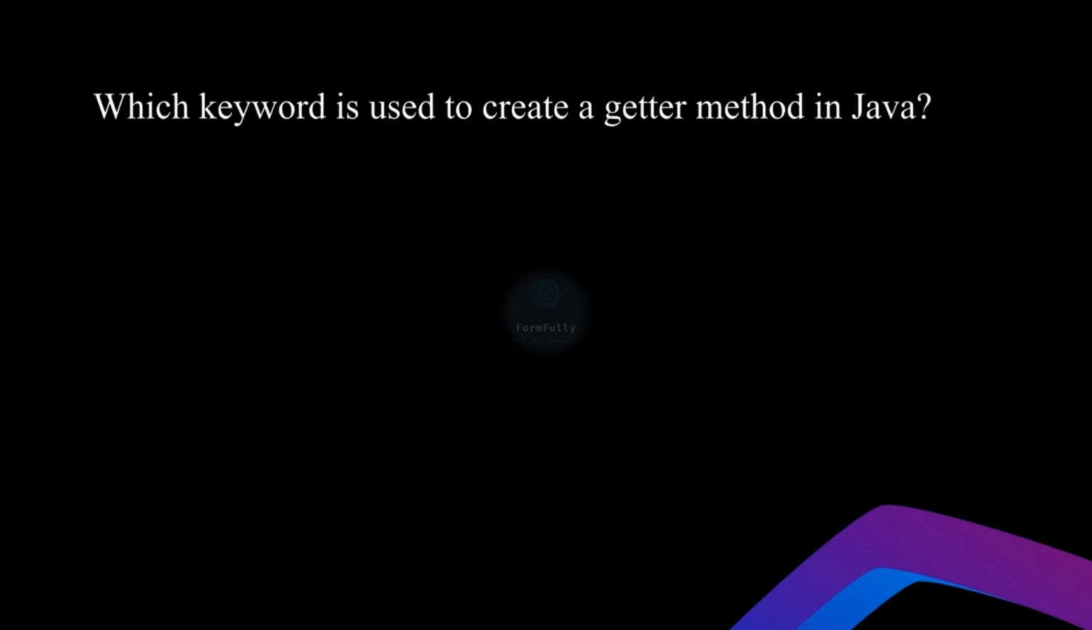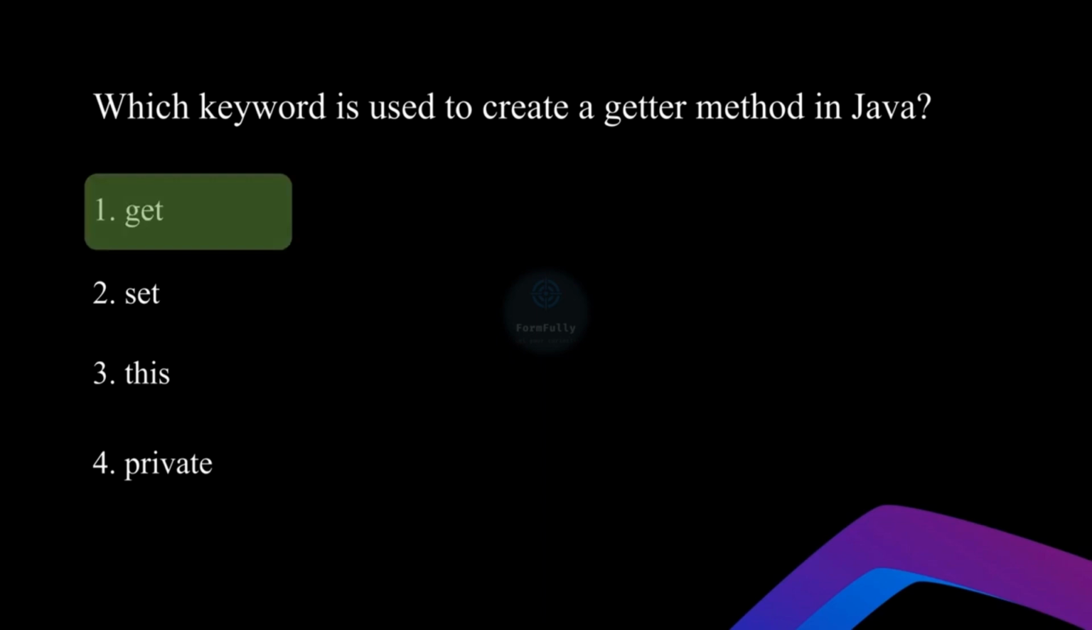Moving to the next question. Which keyword is used to create a getter method in Java? Options: get, set, this, private. The get keyword is commonly used to create getter methods in Java. As you know, getter methods are used to retrieve the values of private data members.